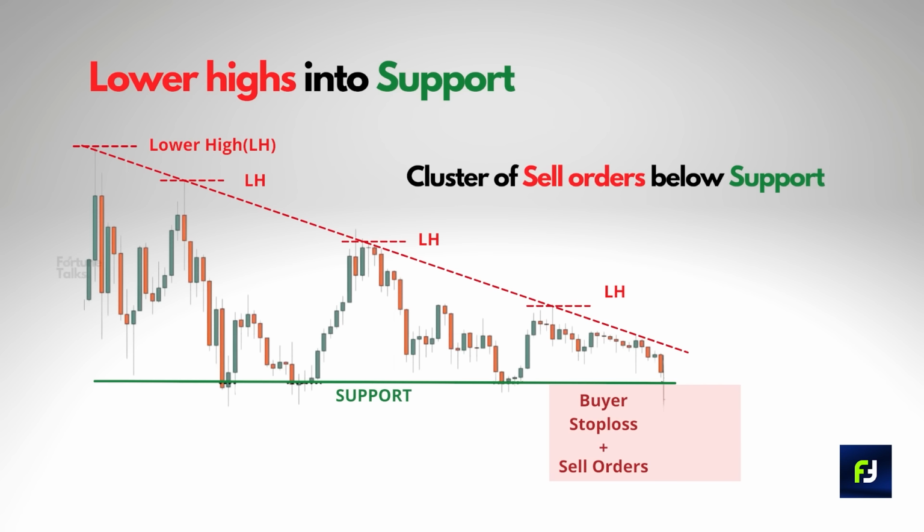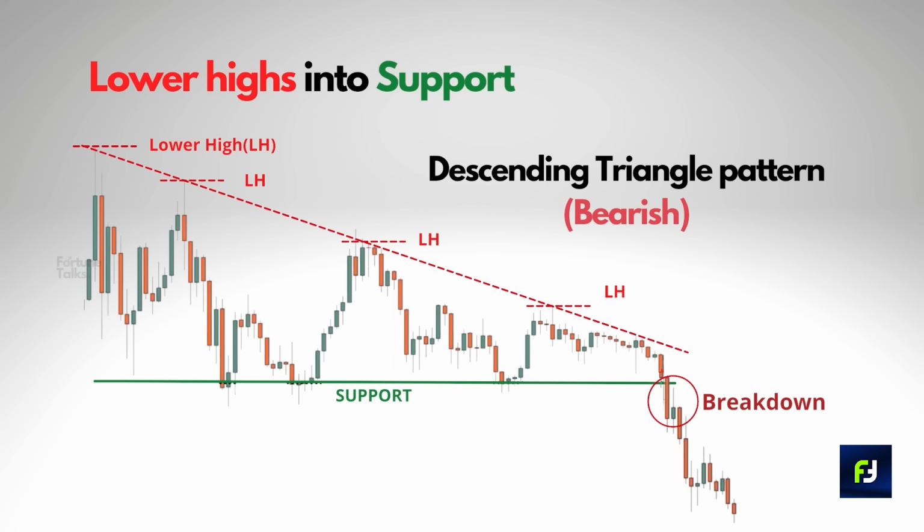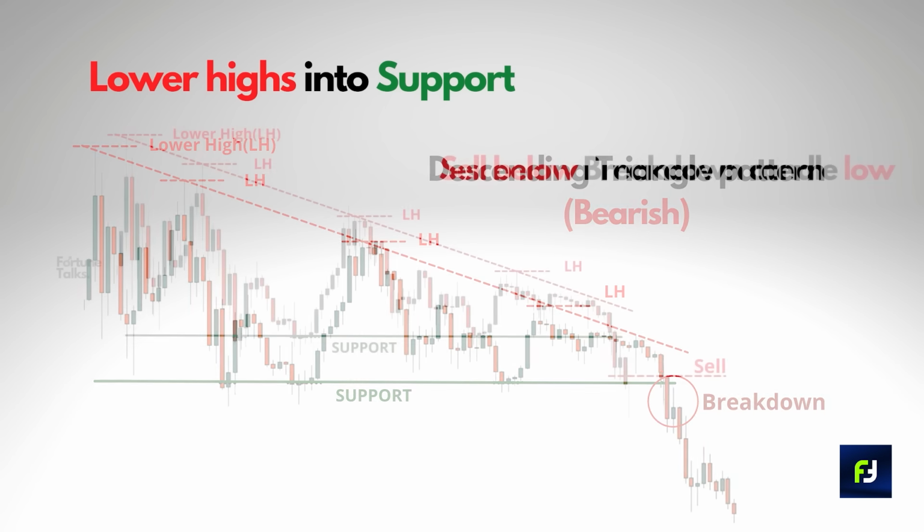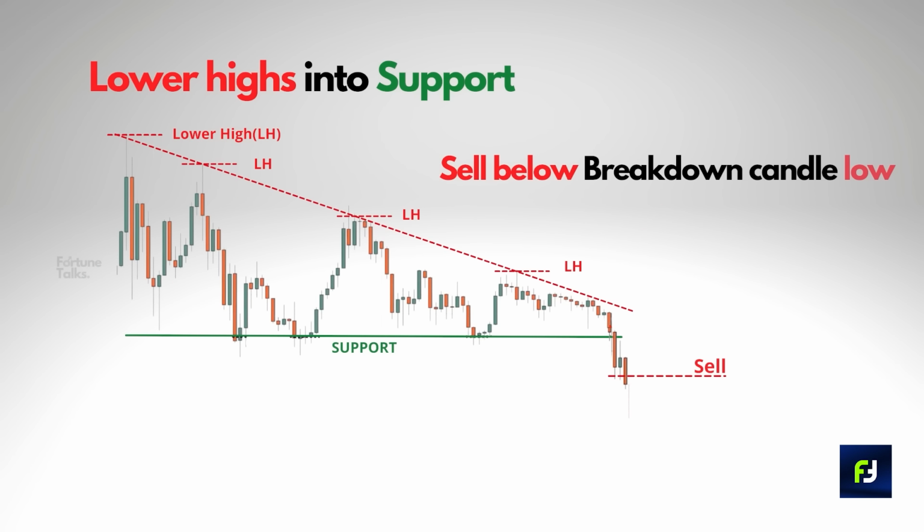Now clearly this is a sign of weakness in terms of buying. And you might be familiar with this chart pattern called the descending triangle. So if you spot such a pattern in the market, it means that the market could break down lower. In this case, we should initiate a short trade below the breakdown candle low after the candle closes below the support level, just for confirmation.